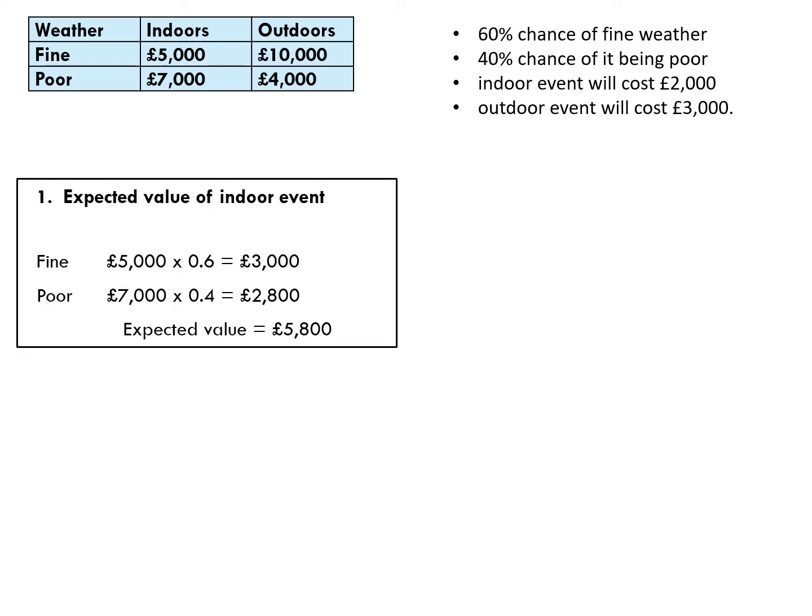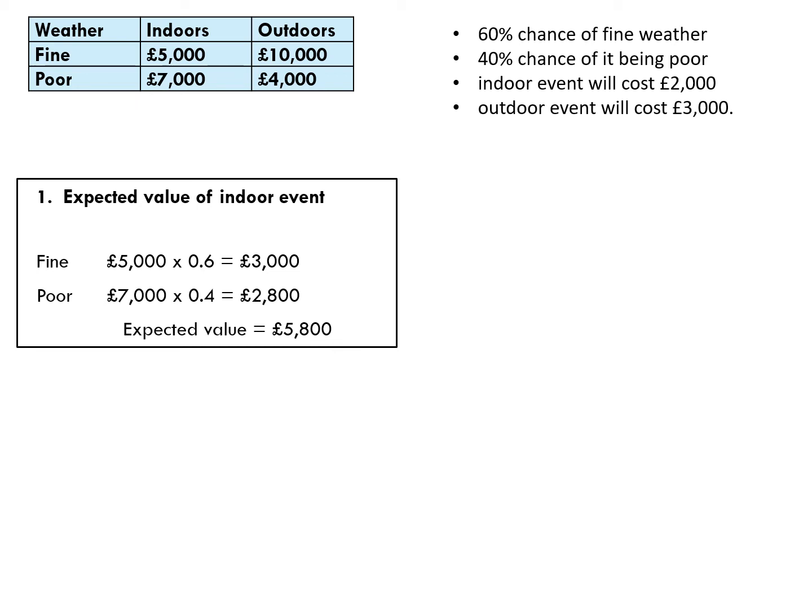And so what I try and do is calculate the expected value. So if I make the decision to hold the event indoors, I don't know if it's going to be fine weather or poor weather, but what would be the expected value? Well, there's a 60% chance of it being fine and getting £5,000. There's a 40% chance of it being poor and getting £7,000. So my expected value is 60% of 5,000, 40% of 7,000, a kind of weighted average. The expected value of holding the event indoors would be £5,800.